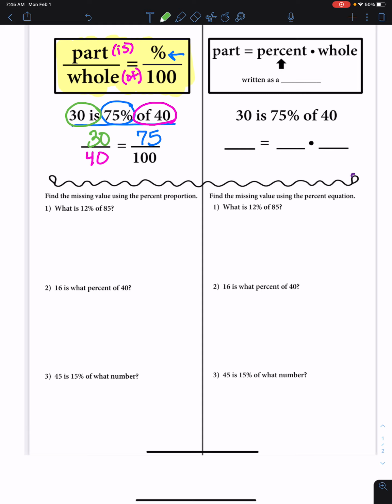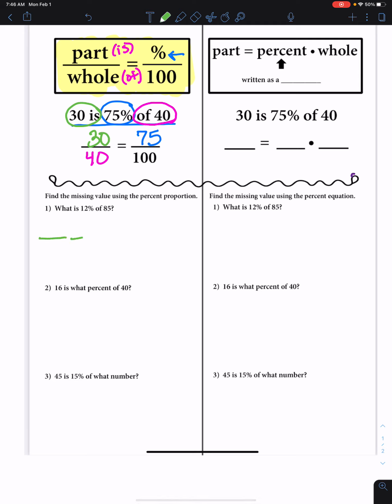And if we did cross products, we could easily check and see that those fractions are equal because our cross products are both 3,000. So the idea is going to be that one of those four numbers is missing, and you need to find it by using a variable for the unknown value. So let's try this first example.